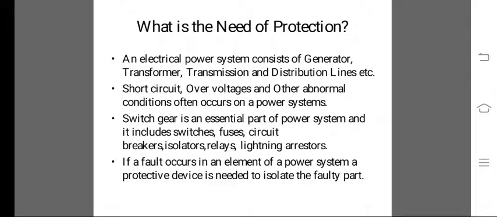An electrical power system consists of generator, motor, transformer, transmission line and a distribution line, etc. Short circuit, over voltages and other abnormal conditions like lightning often occur on a power system. Switchgear is an essential part of power system and it includes switches, fuses, circuit breakers, isolator, relays, lightning arrestor. If a fault occurs in an element of power system, a protective device is needed to isolate the faulty part.